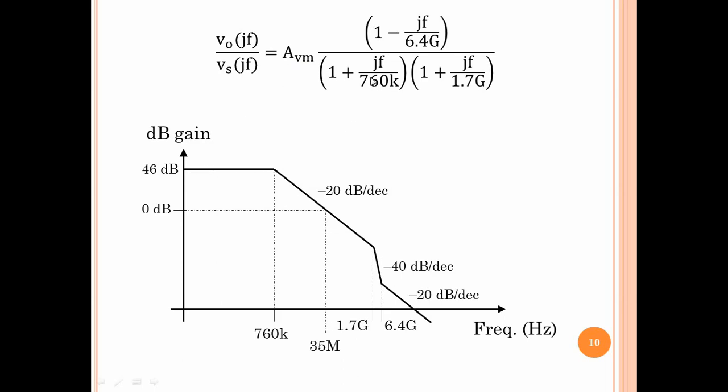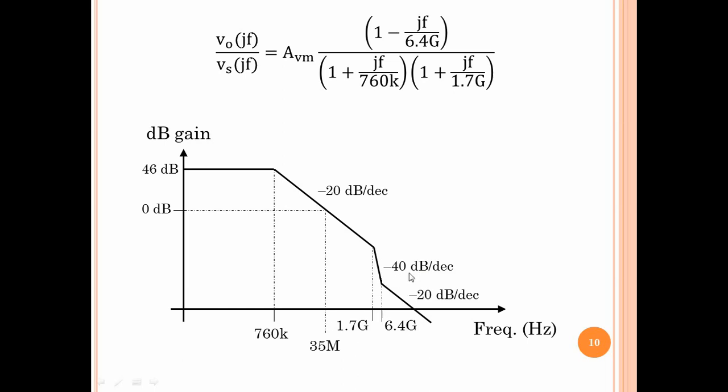At 760K, the first pole is encountered, and after the first pole, and we've studied this before, the gain will start falling at 20 dB per decade. Then the second pole comes at 1.7 giga. After the second pole, the denominator becomes f squared. And so on a log scale, the slope will double, the square will become twice, and so gain starts falling at minus 40 dB per decade.